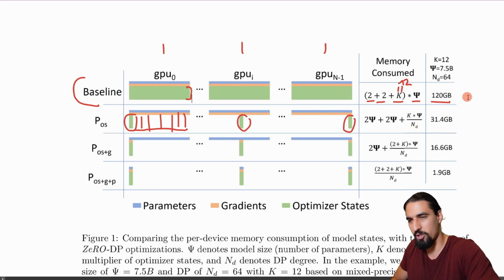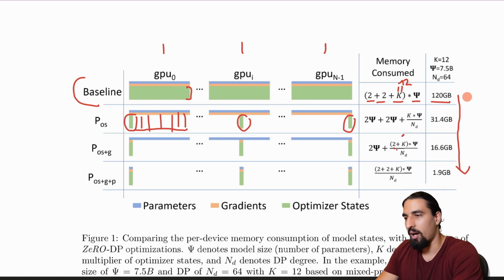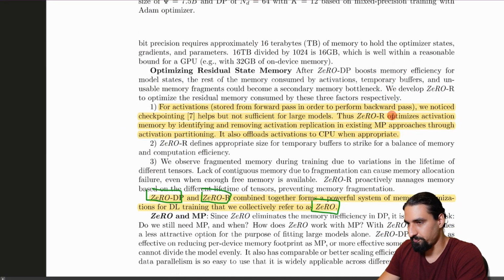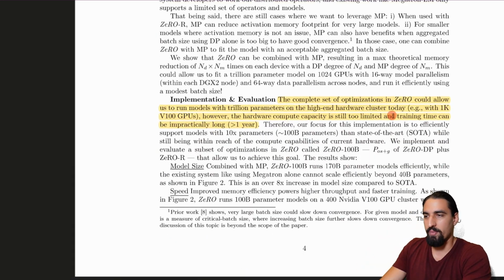And you can see how the memory dramatically reduces. So you started with 120 gigabytes, and you ultimately end up with 1.9 gigabytes, which is crazy. I mean, this is an amazing optimization. Okay, let's continue here. This is what I mentioned before.